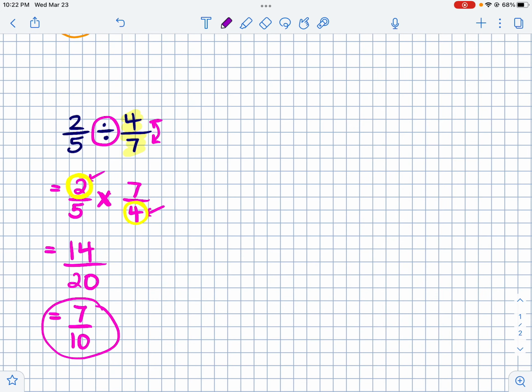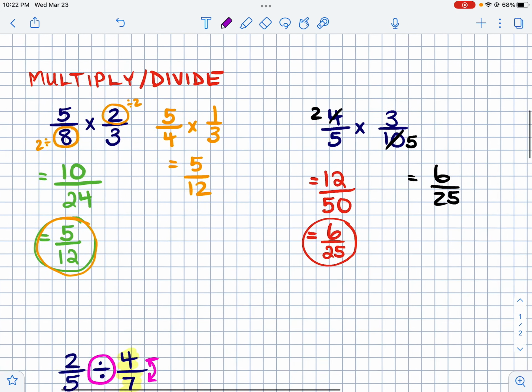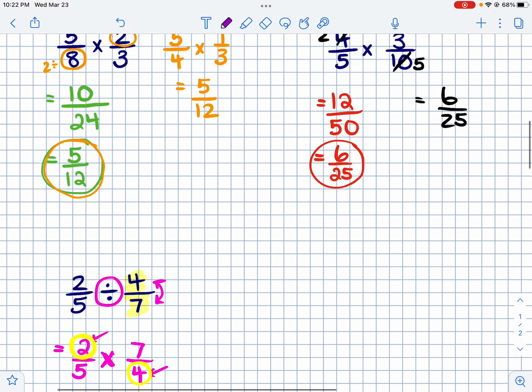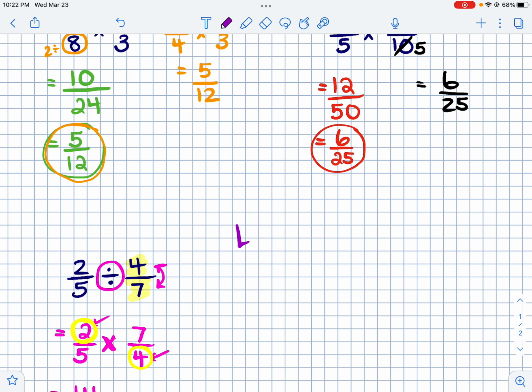Okay, so that's how you divide fractions, and multiply and add and subtract. And don't forget to always, always, always make sure your fractions are in lowest terms.